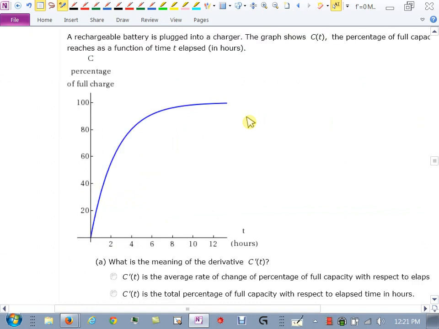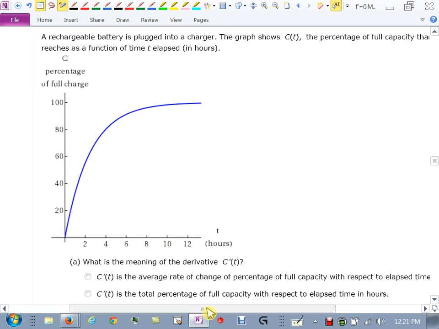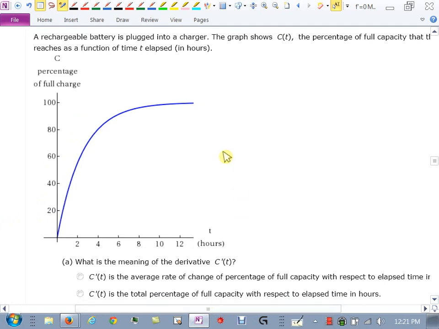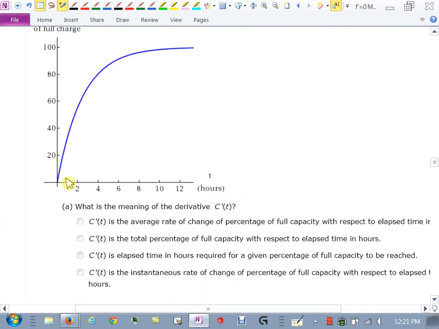Okay, a rechargeable battery is plugged into a charger. The graph shows C of t, the percentage of full capacity that the battery reaches as a function of time elapsed in hours. So you plug the battery in, 0% to 100% charge. Here's hours. So what happens is you plug in, it starts charging very quickly. And then as time goes on, it slows down, right? The slopes of the tangent lines tell you how fast it's charging at that instant. So it slows down as you get to the top, as you go longer and longer.